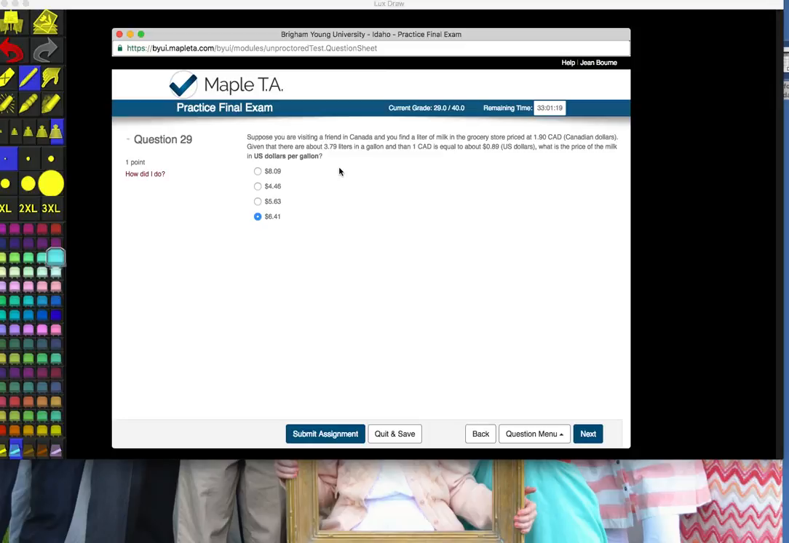Okay. Anyway, there are 3.79 liters in a gallon, and 1 Canadian dollar is equal to 89 cents.